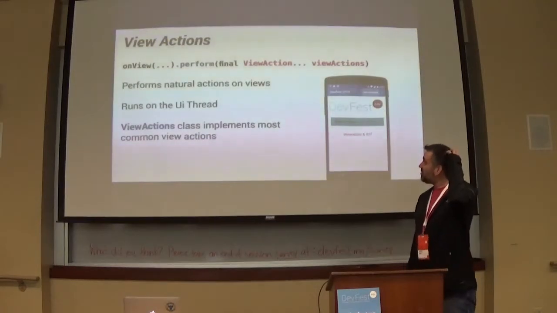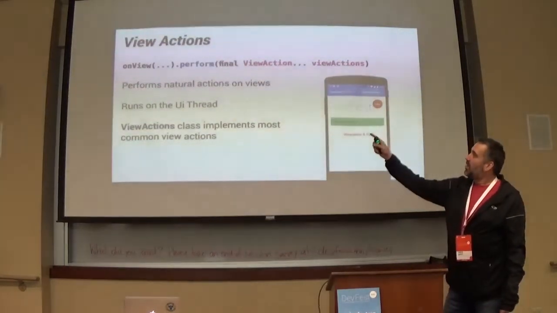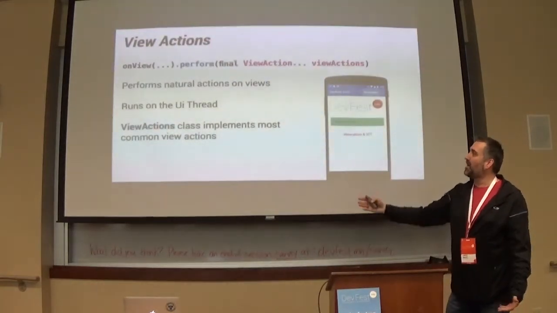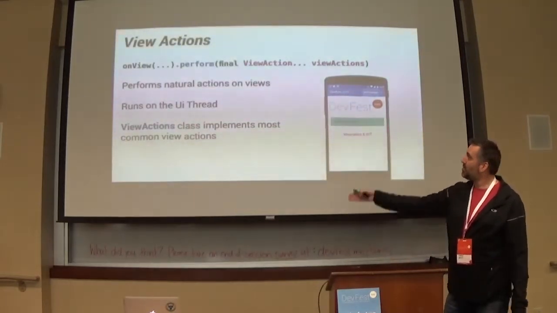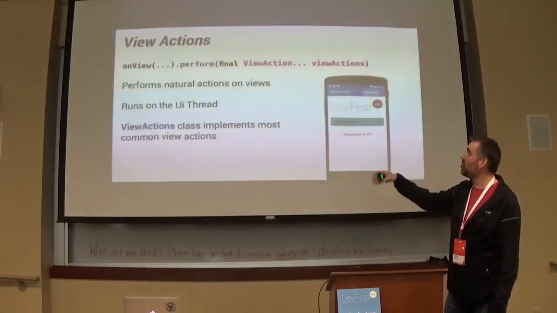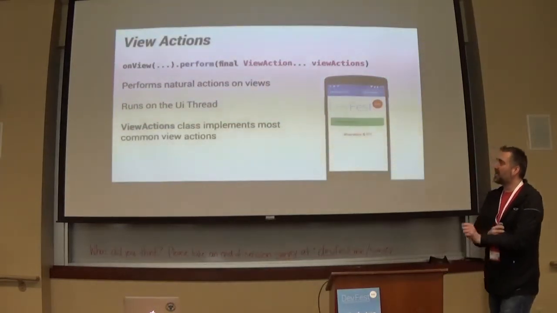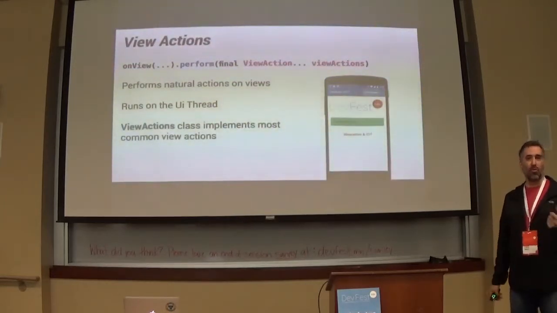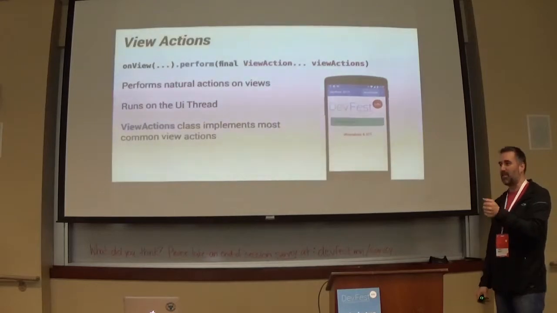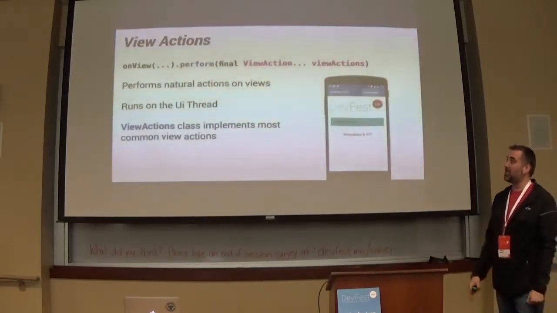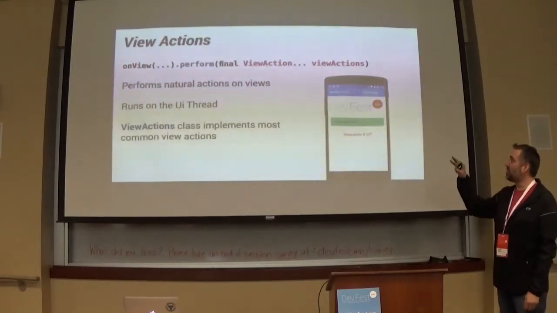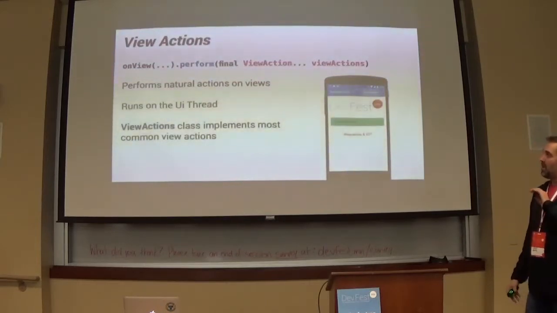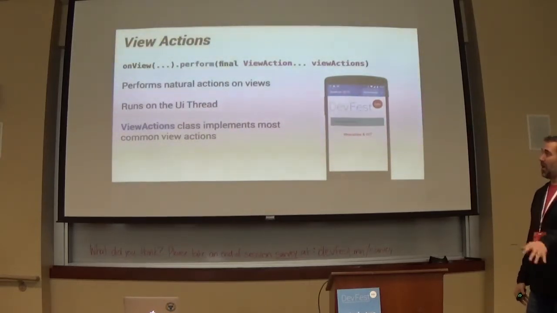All right, view actions. Once you have a view, onView returns a ViewInteraction, which has two methods that can be used: perform and check. Perform takes one or more view actions, and it's nice to think of this as a natural action. I like to think of Espresso as a person. It replaces a person who would normally go through hitting buttons and typing in text. Espresso is going to perform the role of the person, so all the actions it takes should be natural on the screen, whether it's swiping or clicking or other actions. All the view actions take place on the UI thread.